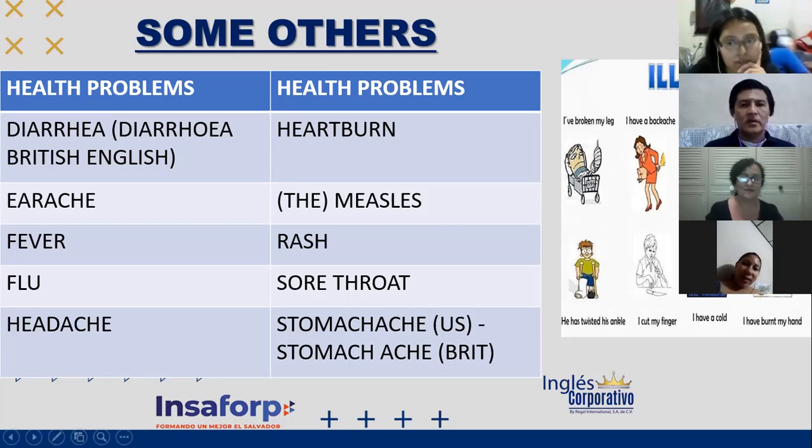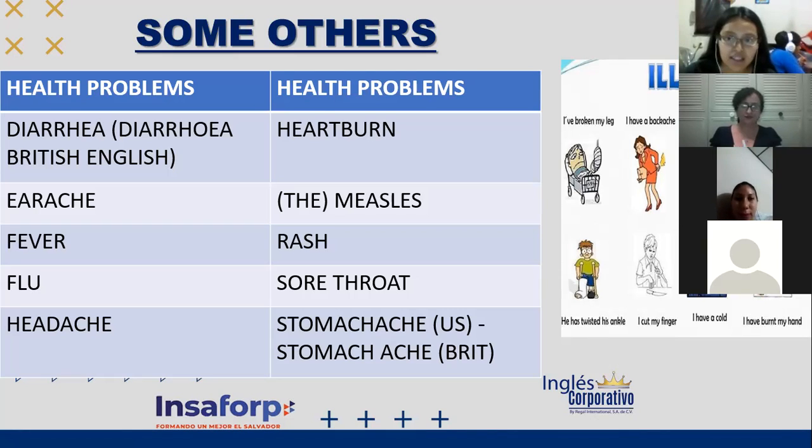Let me get someone else. Reinaldo, thank you so much. Then goes Katia, then Stephanie, and then Stephanie Roxana, and last one, Eunice Ramirez. Go. Diarrhea. Mm-hmm. Fever. Repeat it again. Flu. Fever? No. The one before. Diarrhea. Okay. Earache. Fever. Flu. Headache. No. I don't remember this word. Can someone help him? Araceli, help him, please. Headache. Correct. Headache.